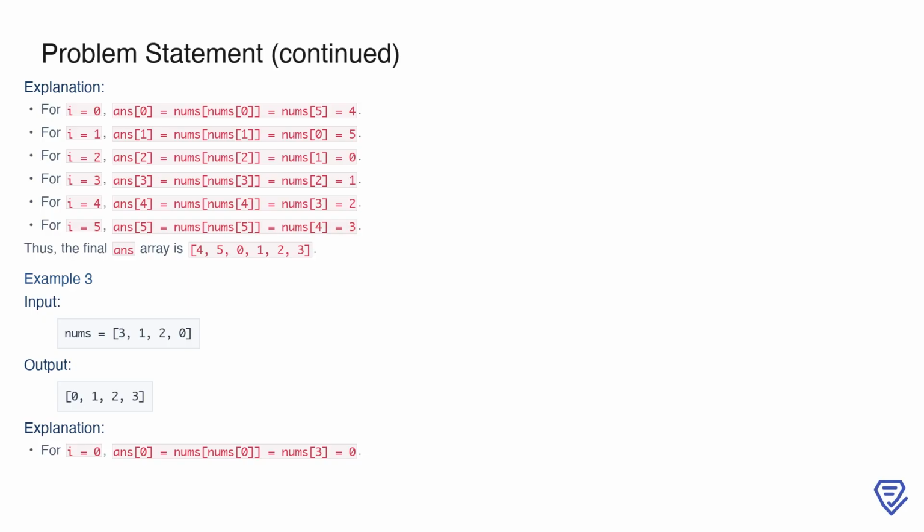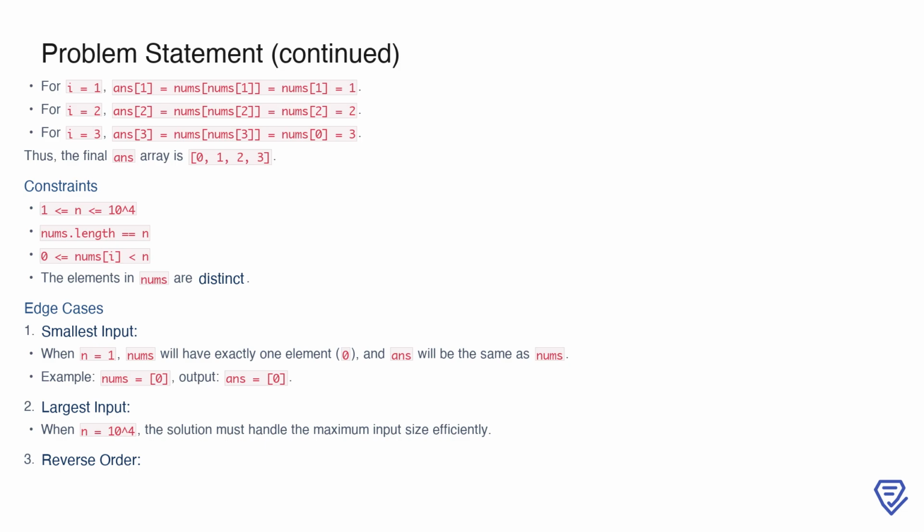This demonstrates that the transformation works consistently, even when the values in nums are not in ascending order. Next, let's look at the third example where nums is [3, 1, 2, 0]. The output for this input is [0, 1, 2, 3].